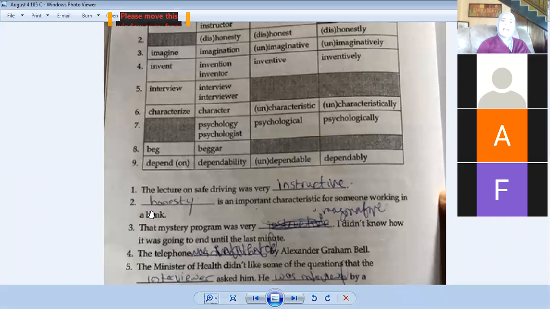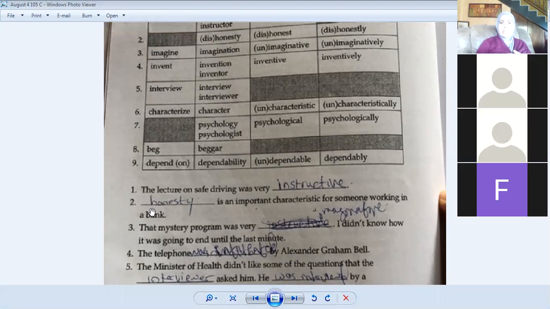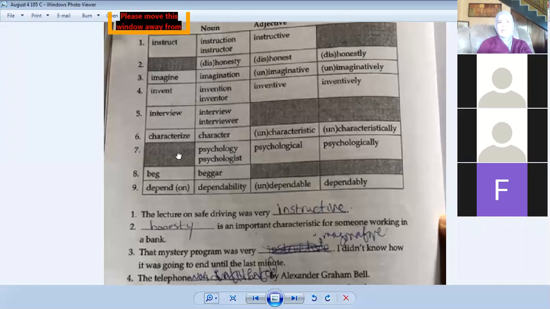So what noun am I going to have here, guys? What noun? Because it's the beginning of a sentence, and then look after, there's is. So subject is an important characteristic for someone working in a bank. Yes, ya Dalia. Honesty is an important characteristic for someone working in a bank. Good. Honesty.